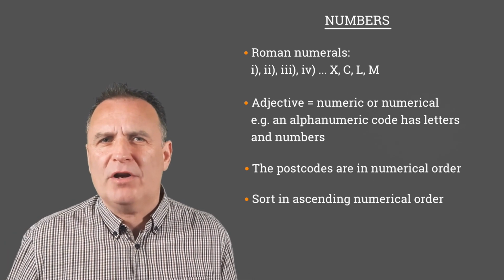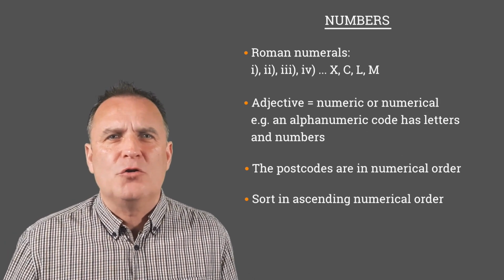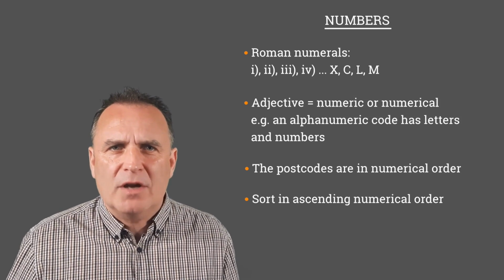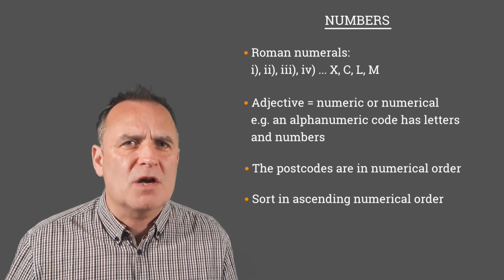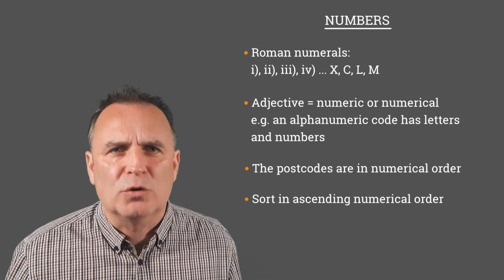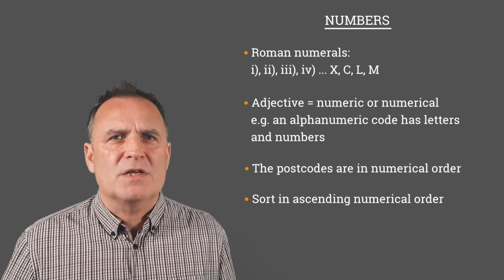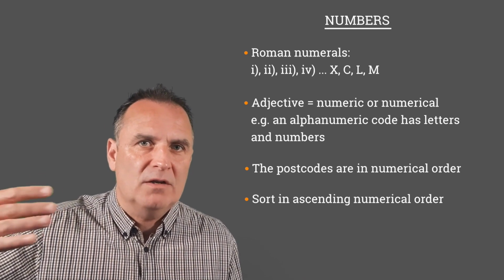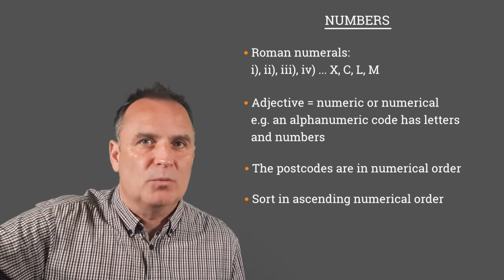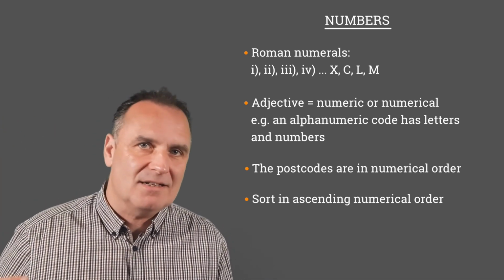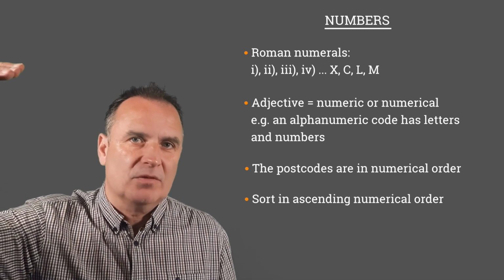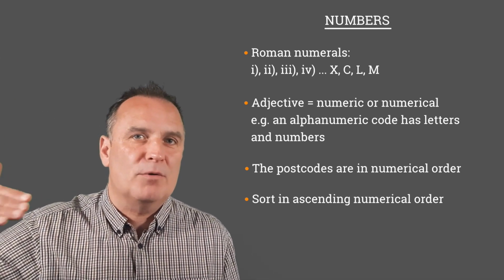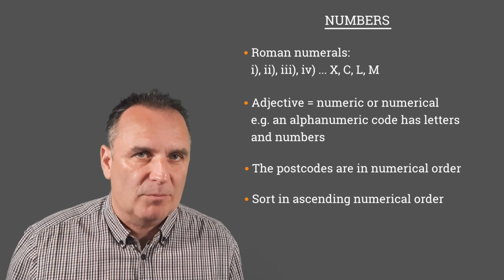Also with the word numeric, we often talk about numerical order. The postcodes, for example, are in numerical order, right? So this means that they're either in ascending numerical order, so the number is going up with each line, or descending numerical order, where each subsequent number is lower than the one before.